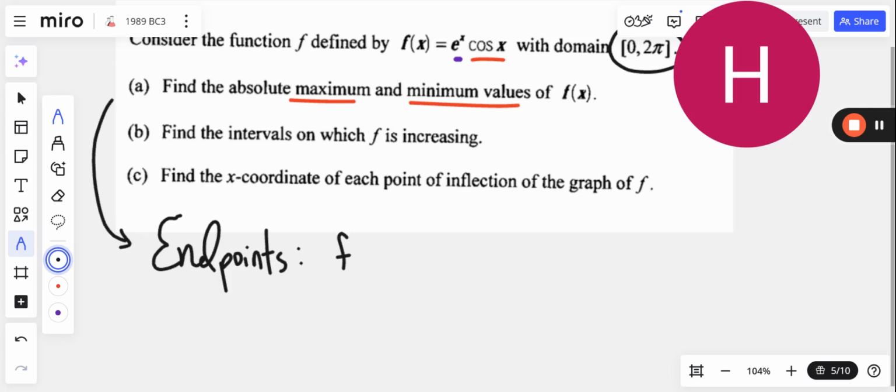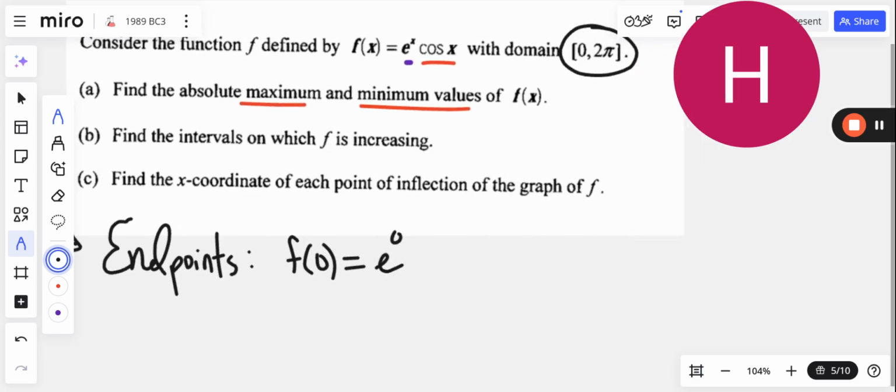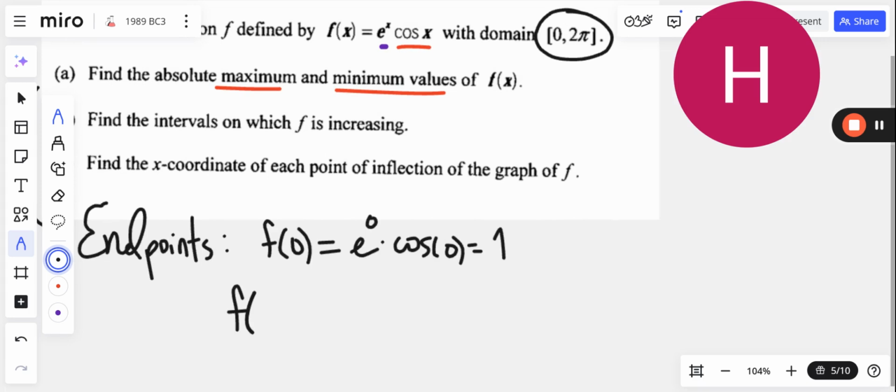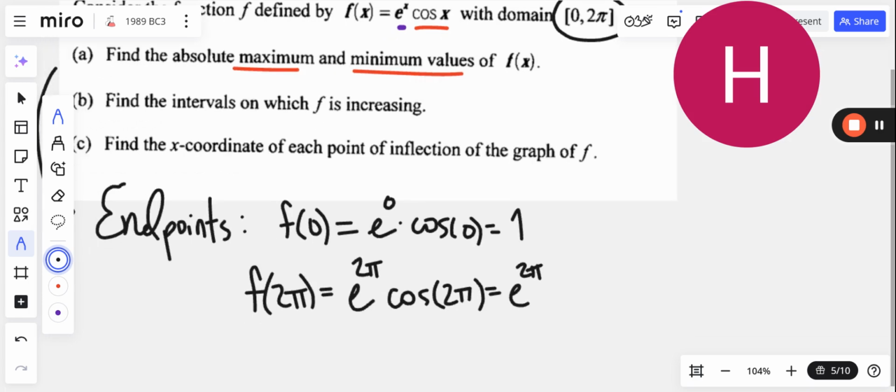Of course, f of 0, actually it's not going to be 0 this time. F of 0 is just going to be e to the 0 times cosine of 0, which is just 1 times 1. So 1. Now f of 2 pi is going to be much larger because even though cosine of 2 pi is still 1, e to the 2 pi is going to be a much larger value. e to the 2 pi, which is something like e to the 6.28 approximately. Don't need to know exactly what that is in value, but we just know that it's pretty large.